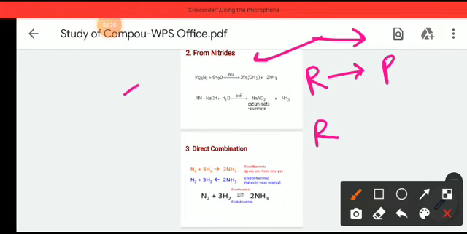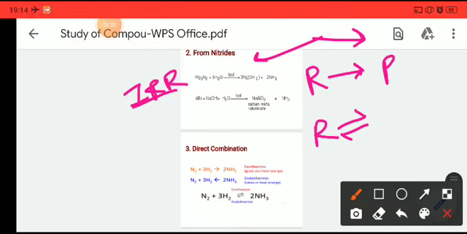Okay, so this is an irreversible reaction. But whenever this kind of sign is there, that means we can produce product from reactant, as well as the reaction can go inverted, and the reaction can also produce the reactant from the product. Okay, so this is the two-way reaction. So from reactant we can produce product, and from product we can easily produce reactant as well. This type of reaction is called a reversible reaction.